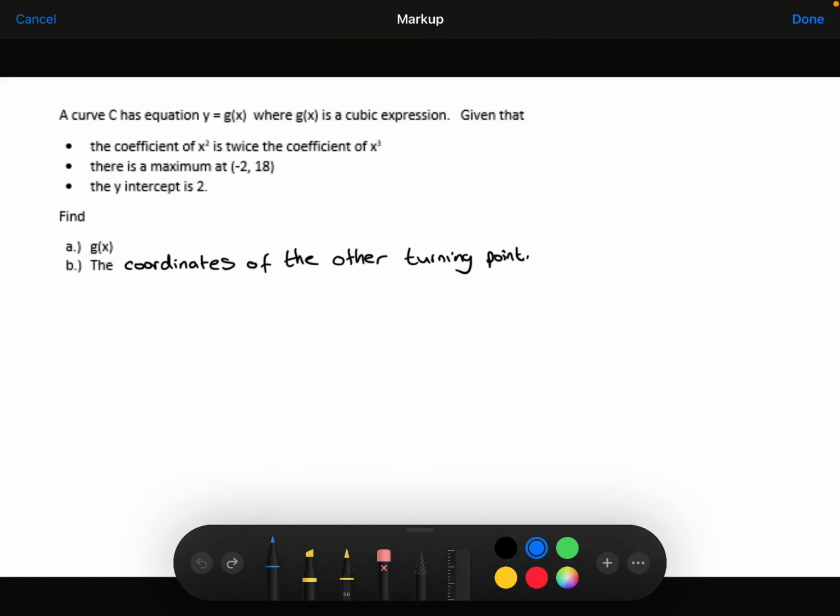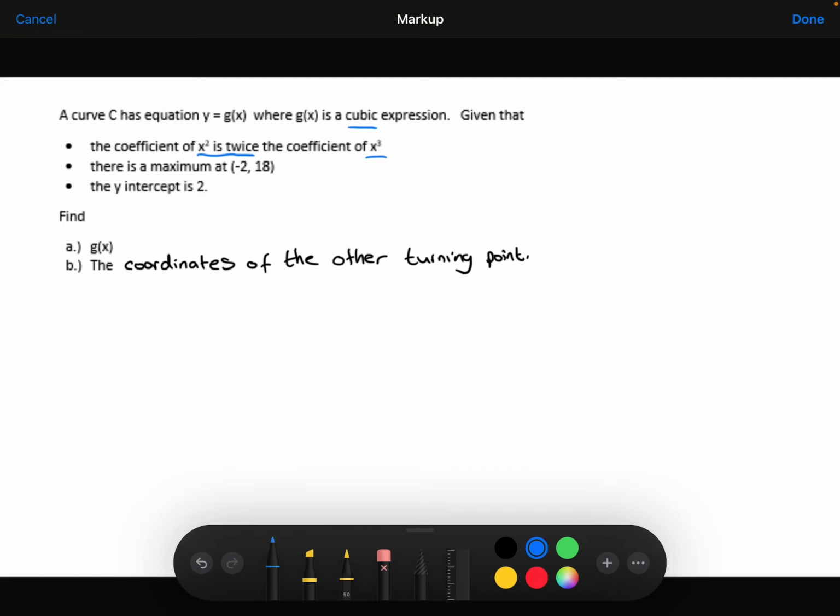The curve C has equation y equals g of x, where g of x is a cubic expression. Given that the coefficient of x squared is twice the coefficient of x cubed, there is a maximum at minus 2, 18, and the y-intercept is 2.